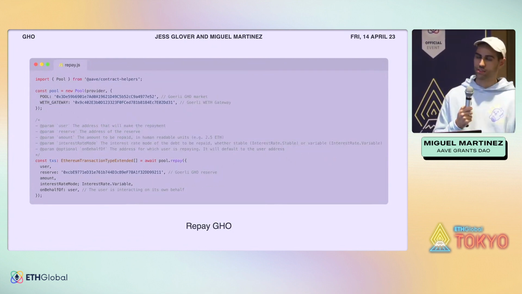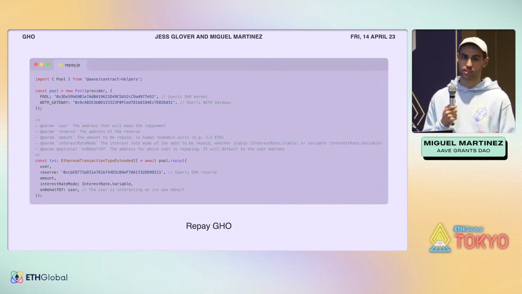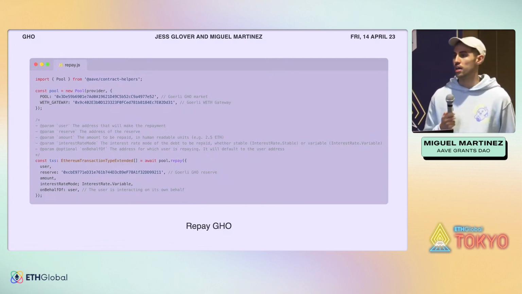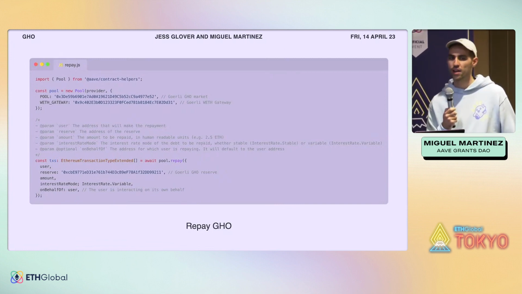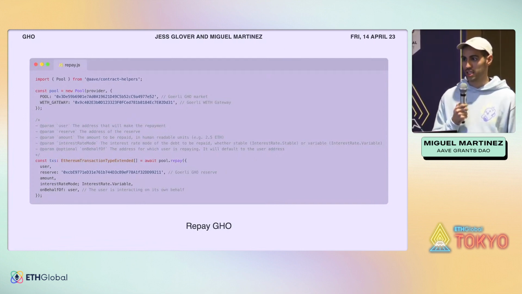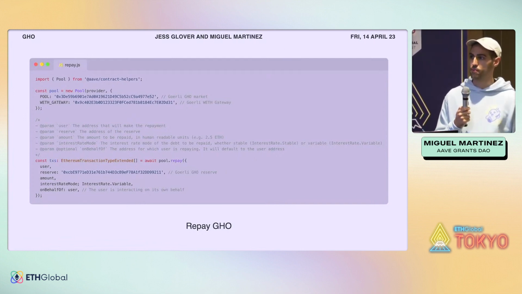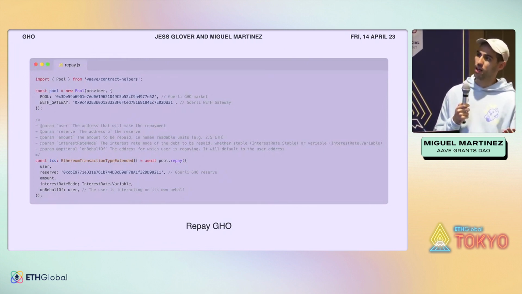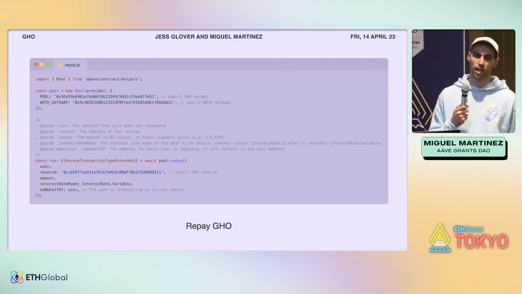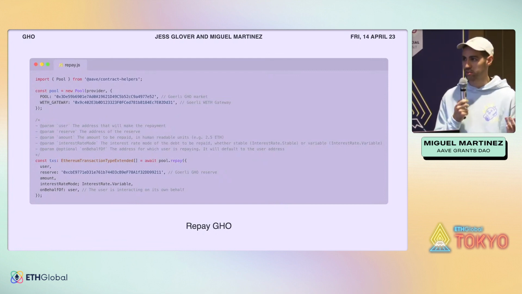And yeah, in case you need to repay some of the debt, you always can call the repay function that allows you to increase your health factor by paying back some of your debt. In a similar way, you just need to pass the appropriate parameters there and it will work. So this is very useful if you need to integrate GHO and you are building your front-end for that.